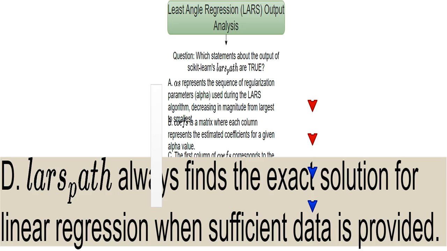I wish it were true. But unfortunately, *lars_path* doesn't always find the absolute perfect solution. Because of the iterative nature of the algorithm and small rounding errors in computers, there's always a tiny bit of imprecision. It gets extremely close, but perfection in floating-point arithmetic is a rare beast.